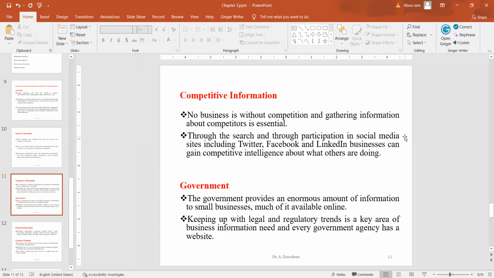And each and every government institution and agency has its own website. On this website, they are publishing all the government related policies, rules and regulations. So then the organization can get an idea about how to deal with these policies, regulations and rules. This is also very much important.